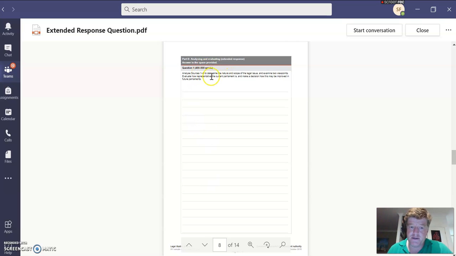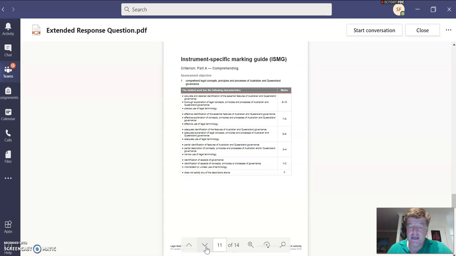So this is the question: analyse sources 1 to 6, determine the nature and scope of the legal issue, and examine 2 viewpoints. Evaluate how representative the current parliament is and make a decision how this may be improved in future parliaments. So evaluate and make a decision. What I really want to focus on with this is the criteria that we've got here.